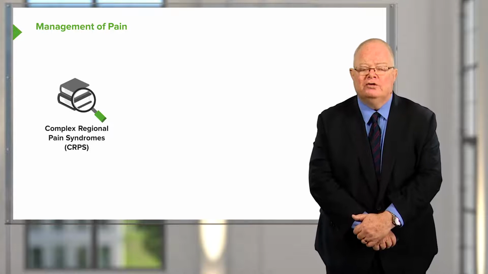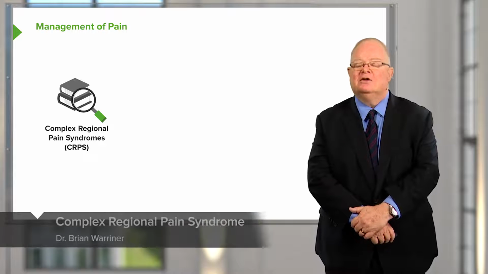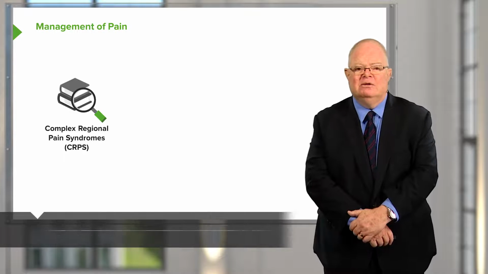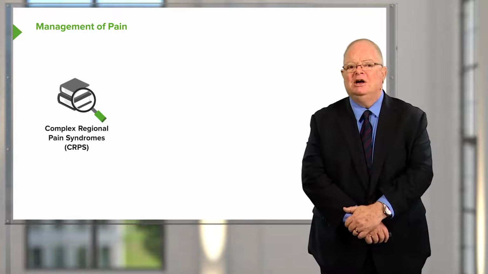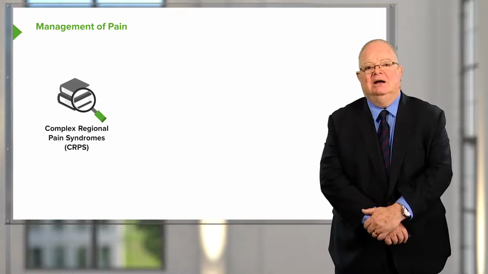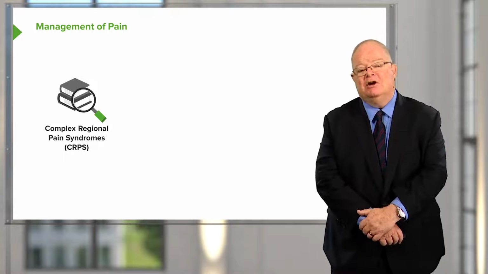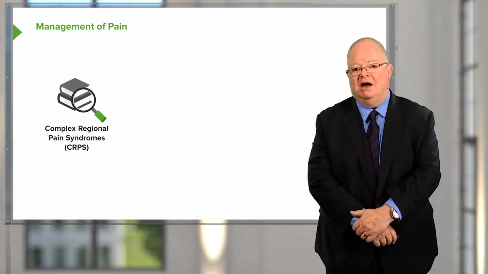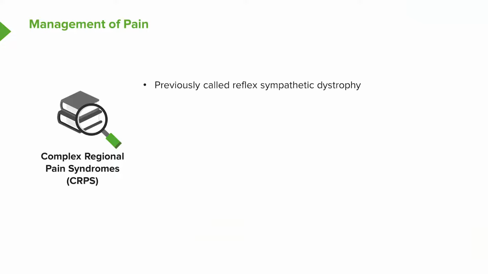One of the worst forms of chronic pain is complex regional pain syndromes. Complex regional pain syndromes are a very confusing aspect of pain. CRPS is probably the commonest reason, other than headaches, that people see pain physicians. This condition used to be called reflex sympathetic dystrophy.